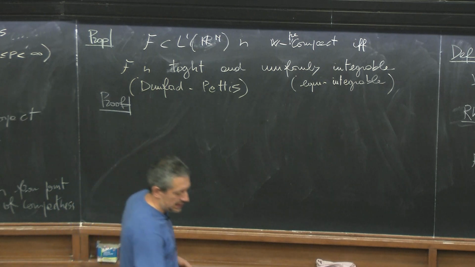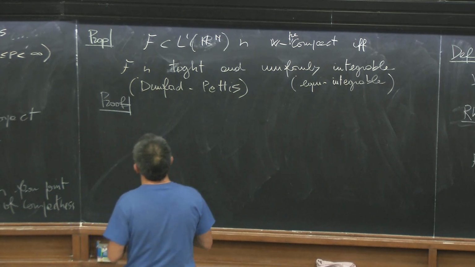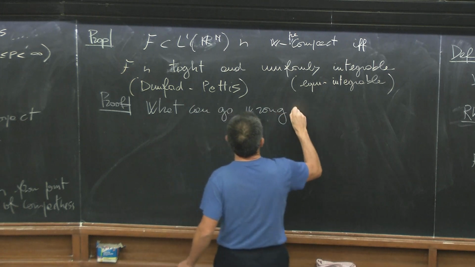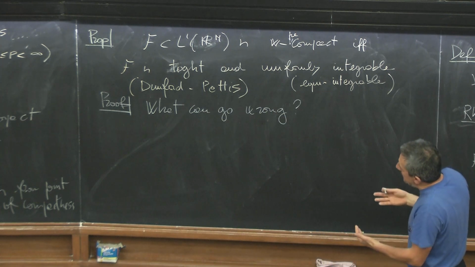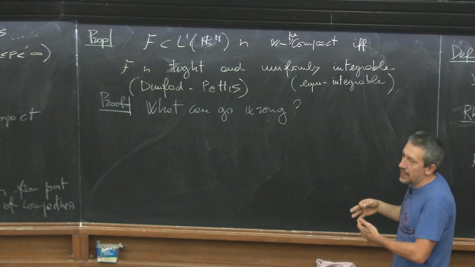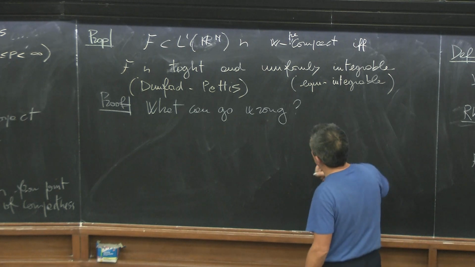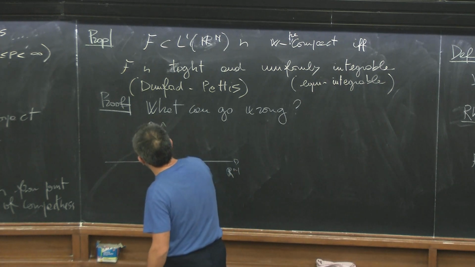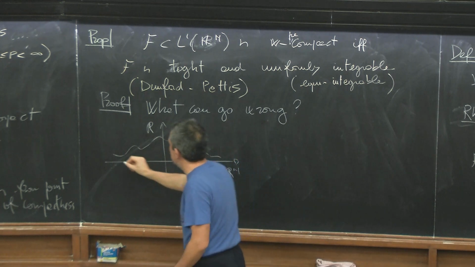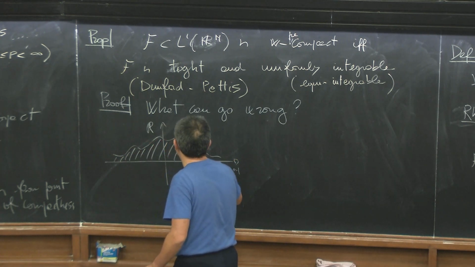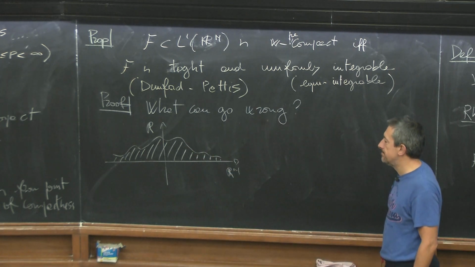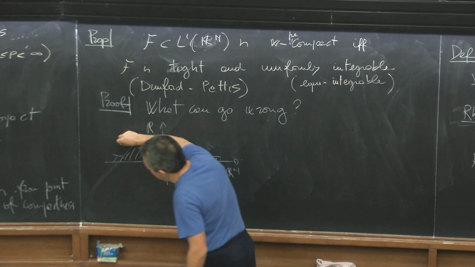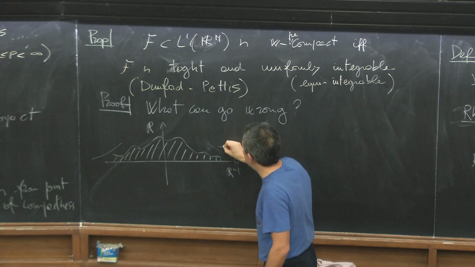So how to do that? We ask what can go wrong. I'm thinking of F in L1 as a mass. So let's think something like this is Rn, this is R, and my function F, I imagine this is just volume. Now the tightness tells me that here I have some bound which tells me that the mass outside here is small.